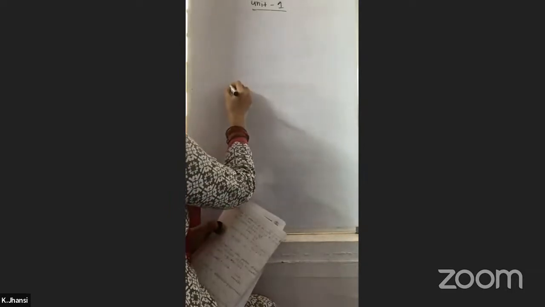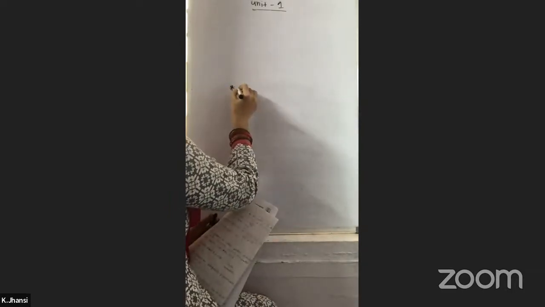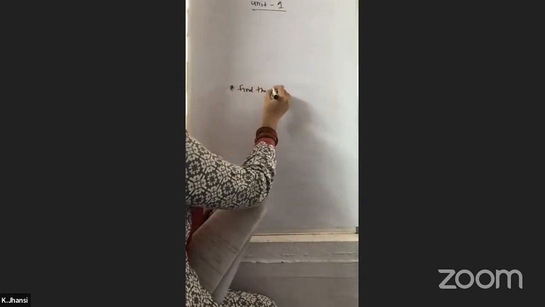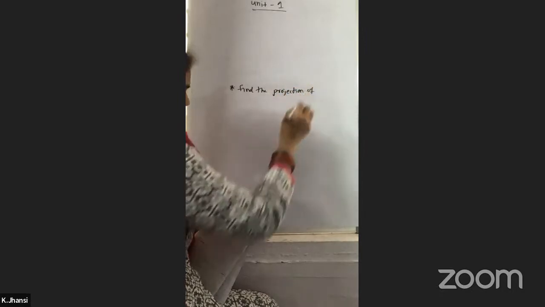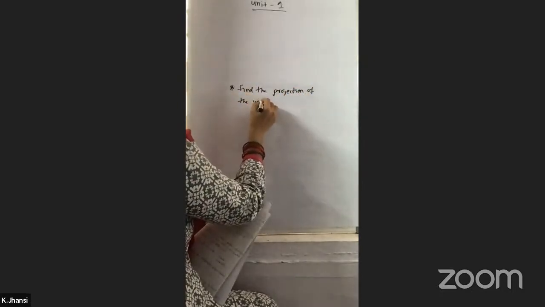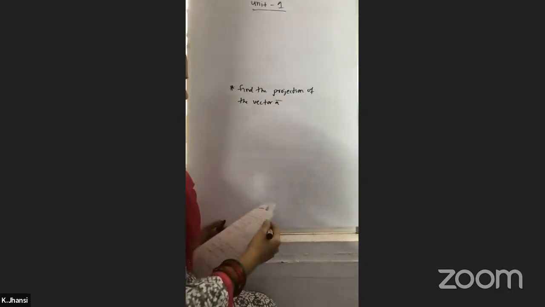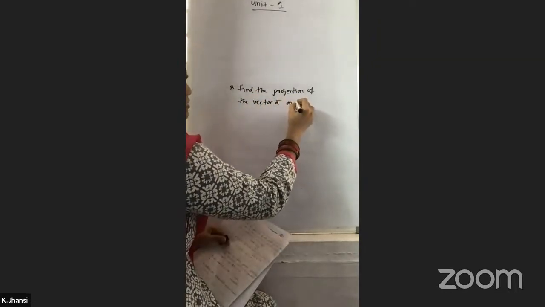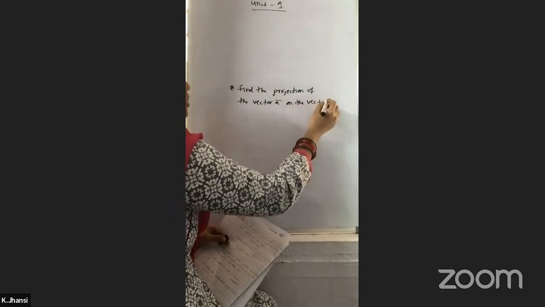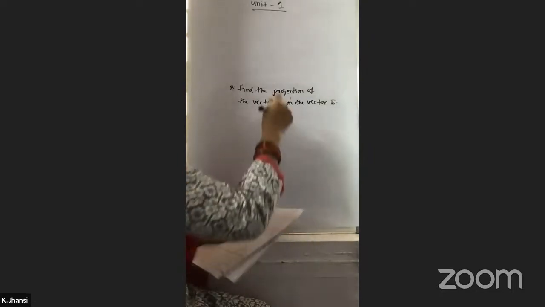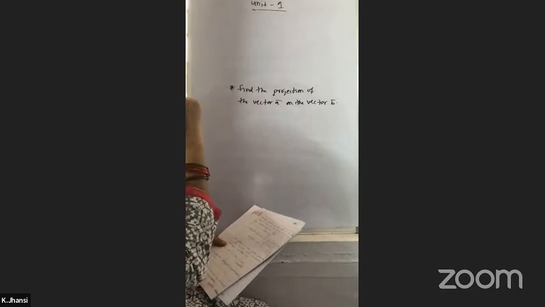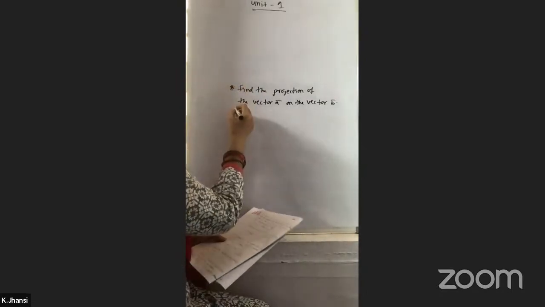So next one is find the projection of the vector A on the vector B. You see the question number from the textbook. Find the projection of the vector A on the vector B. So many formulas and many concepts are there in unit 1. So check from the textbook, and make sure you cover whatever the important topics are.